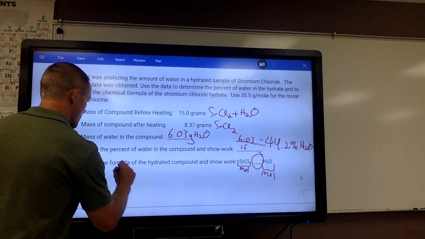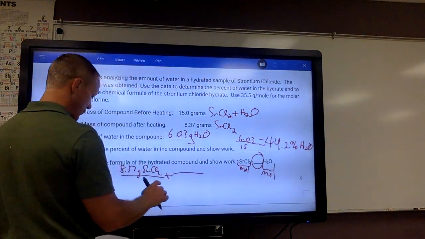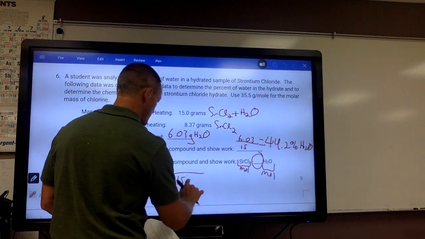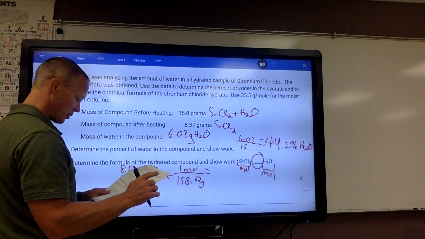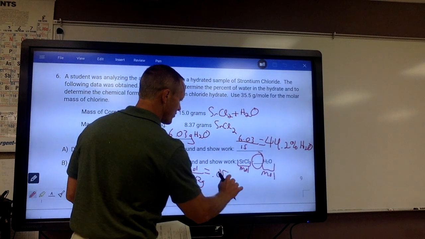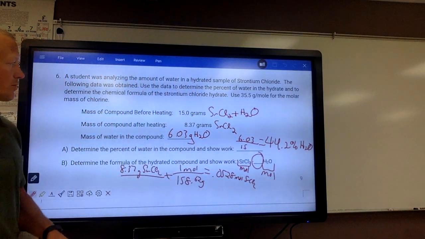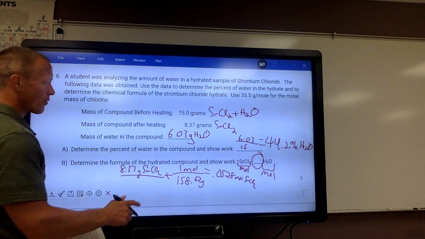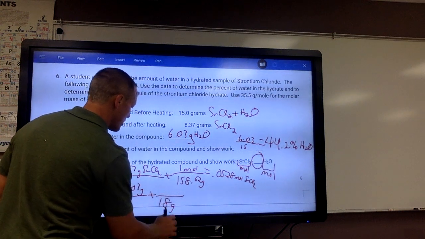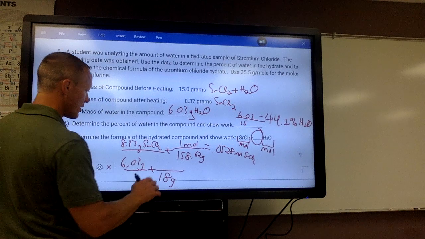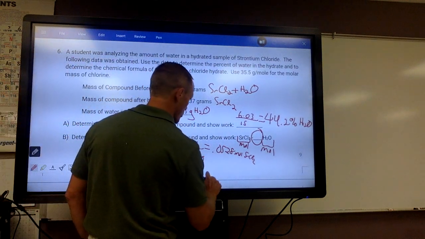So we've got that many grams of strontium chloride, and for strontium chloride, it is 158.62 grams per mole, which is 0.0528 moles of strontium chloride. So that's the 8.37 grams, that many moles. Water, we have 6.03 grams. Sorry, the handwriting's getting bad. 18 grams is a mole of water. And that is going to be 0.368 moles.